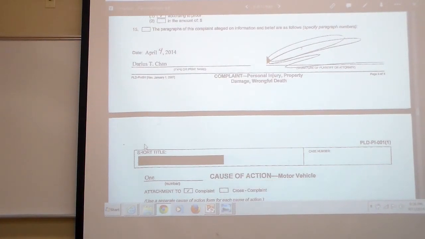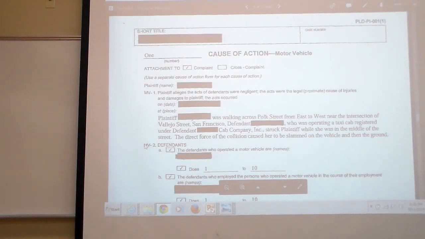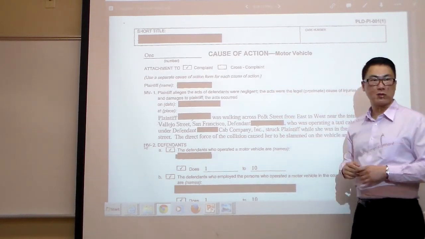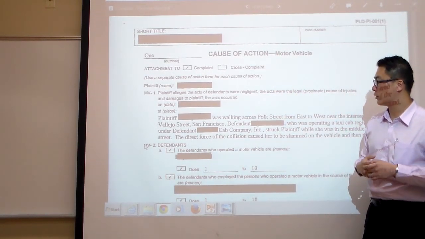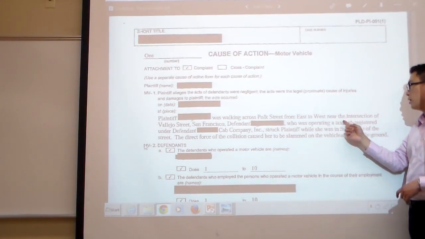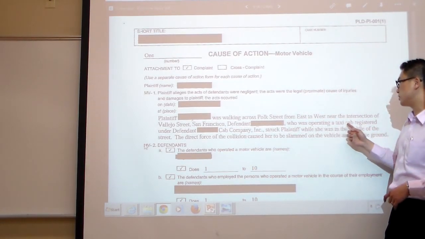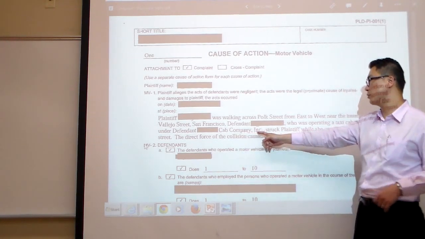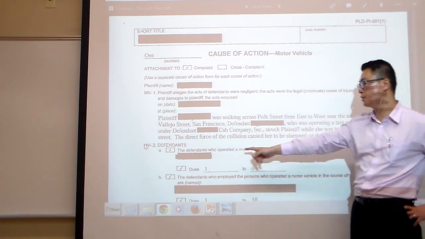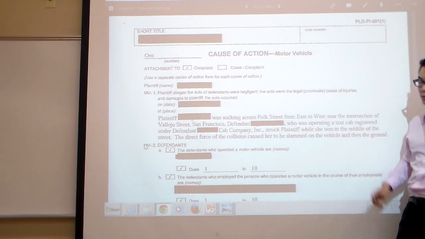Okay? And in our demand letter, we are asking for $150,000. Okay. First cause of action: vehicle tort. Okay? So, plaintiff was walking across the street near the intersection of Maple Street, San Francisco. Defendant was operating a taxi cab under defendant cab company, struck my client while she was in the middle of the street. And the direct force of the collision caused her to slam on the vehicle and then the ground.